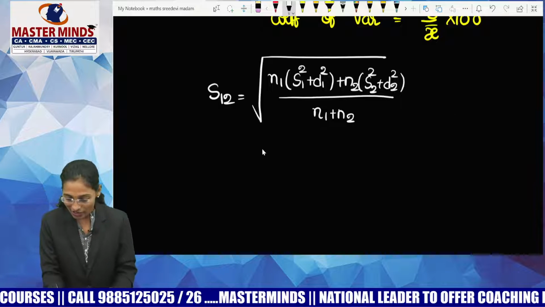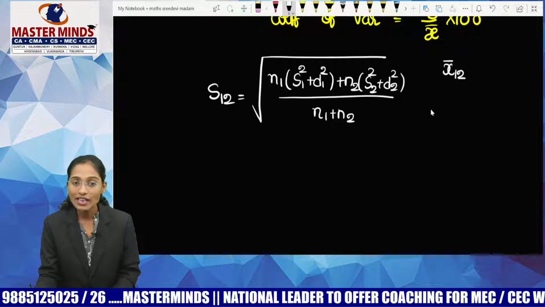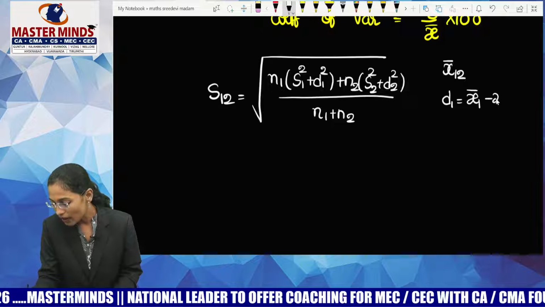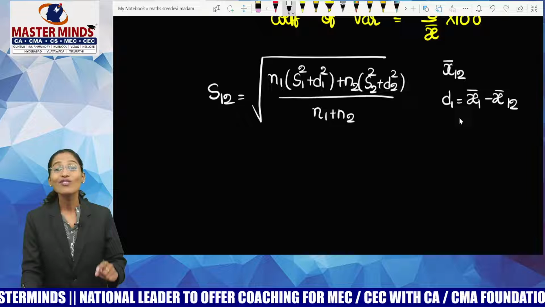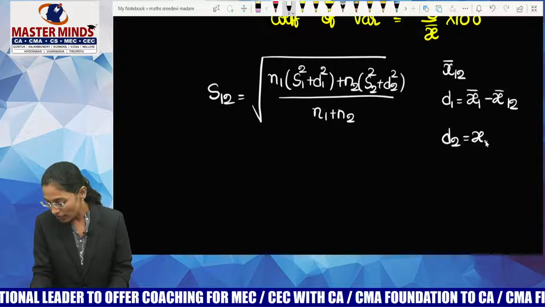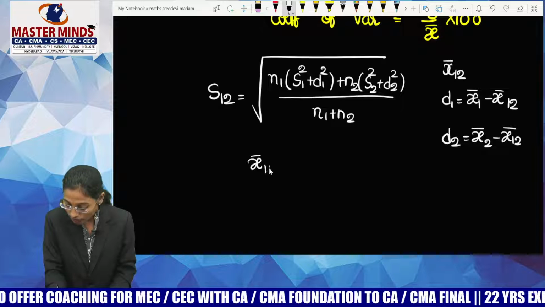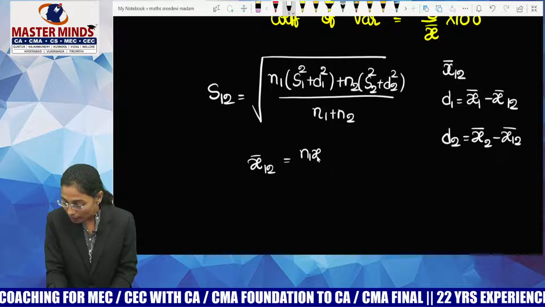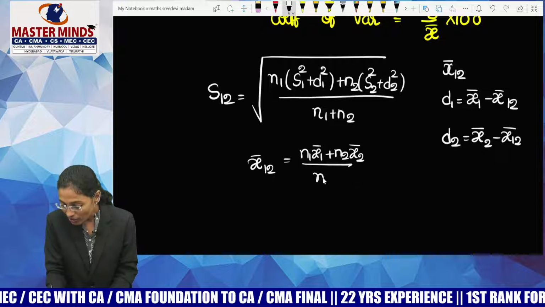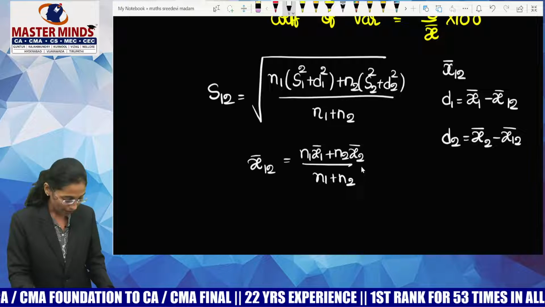Now what is d1? So guys, you know that what is x bar 1, 2? Yeah, x bar 1, 2 is the combined arithmetic mean, no? D1 is the difference between x bar 1 and x bar 1, 2. Got it? Difference between first set arithmetic mean and the combined average. And D2 is the difference between x2 bar and x12 bar. And what is x12 bar? Tell me the meaning of x12 bar. X12 bar equals n1 x1 bar plus n2 x2 bar by n1 plus n2. Got it, guys? So that is what x bar 1, 2. Okay. So this is how you can calculate combined standard deviation.